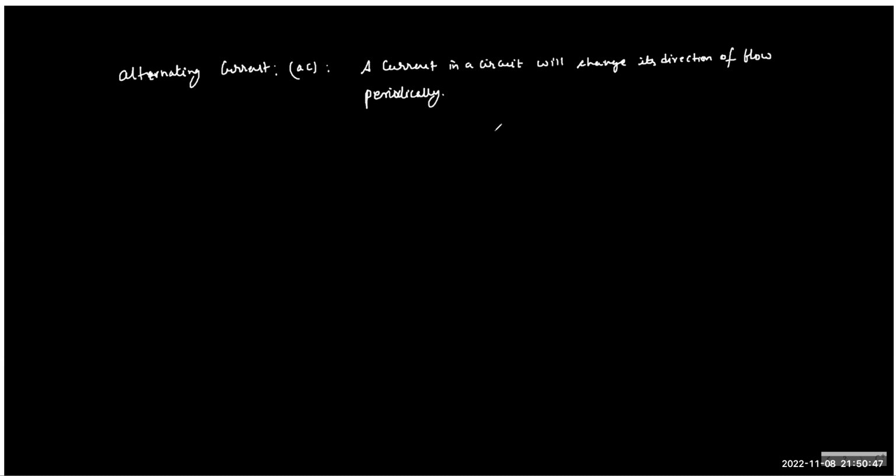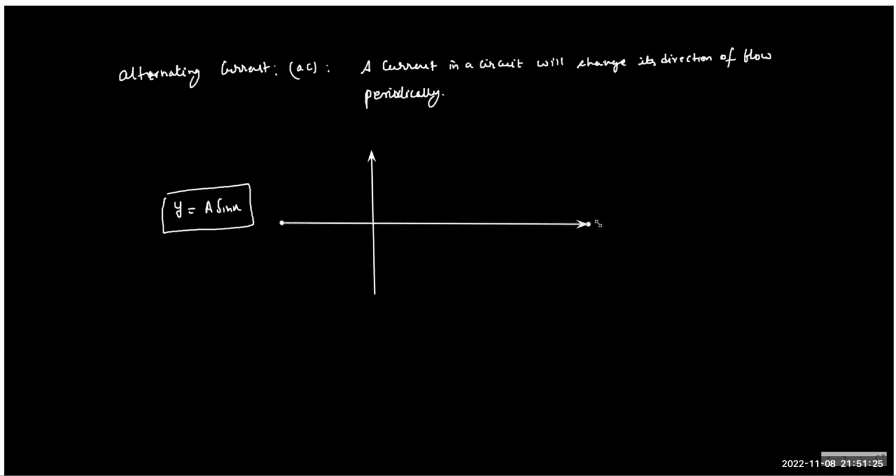Now, among various AC sources, sinusoidal is of great importance. The reason is that the sine function follows the property of a vector. So every sine function, let's say if I write a simple y equals a sine x, can be represented in terms of a phasor. So what is a phasor? A phasor is called a rotating vector. Let's say if this is the sine function.